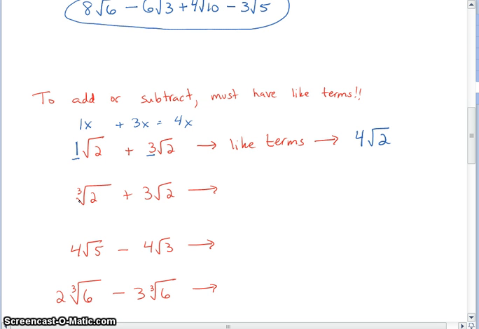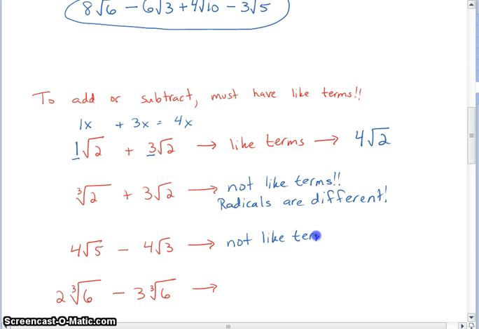Okay. Are these like terms? The second one, the cube root of 2 plus 3 times the square root of 2. These are not like terms because the radicals are different. One's a square root, one's a cube root. So those can't be put together. What about 4 radical 5 minus 4 radical 3? Again, not like terms. Different numbers under the radical.